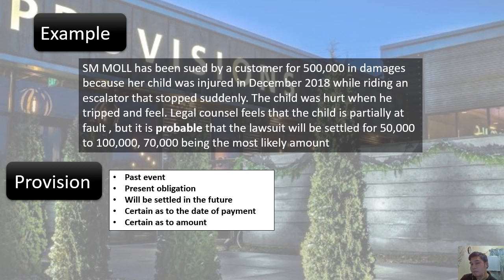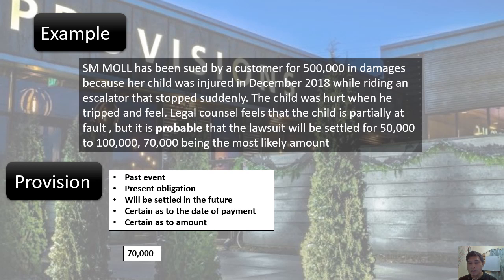Based on the statement provided, what our customer is asking for is 500,000 pesos. But based on the recommendation of the legal counsel, what we will only pay is within 50,000 to 100,000 pesos, with 70,000 being the most likely amount. So based on the statement, we can say that the best estimate is not 500,000, not 50,000, and not 100,000, but 70,000 pesos. Therefore, 70,000 pesos should be the amount of the provision.